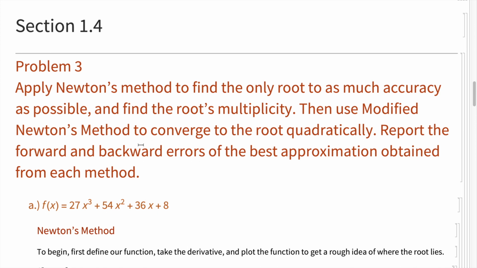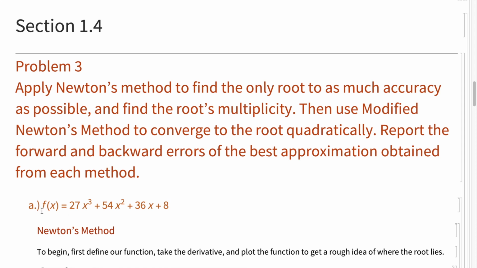Section 1.4, Problem 3. Apply Newton's method to find the only root to as much accuracy as possible and find the root's multiplicity. Then use modified Newton's method to converge to the root quadratically. Report the forward and backward errors of the best approximation obtained from each method.